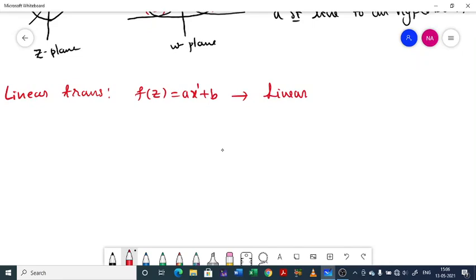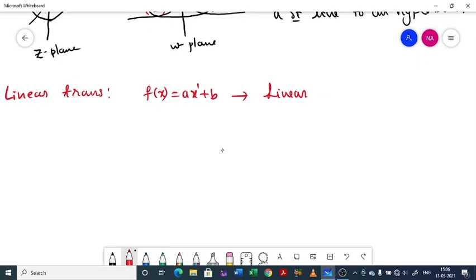So this is a linear transformation, that is, the independent variable should occur in single degree. Now we will consider a mapping which is linear in two variables. So bilinear transformation means it is a linear transformation in two variables.